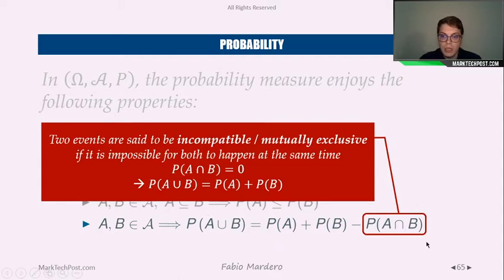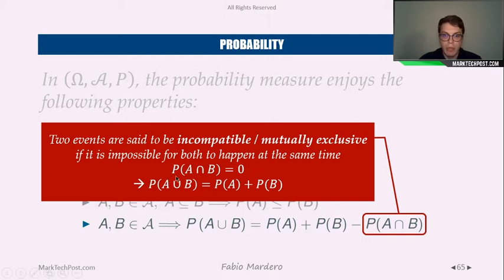In particular, this last term, the probability of A intersection B, if it is equal to 0, means that the two events are said to be incompatible or mutually exclusive. This means that it is impossible for both to happen at the same time. It means that the probability of A and B is equal to 0.